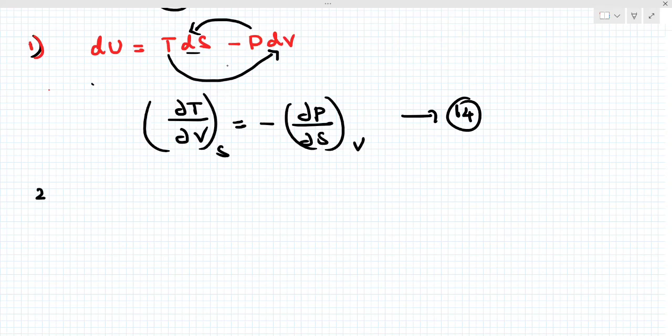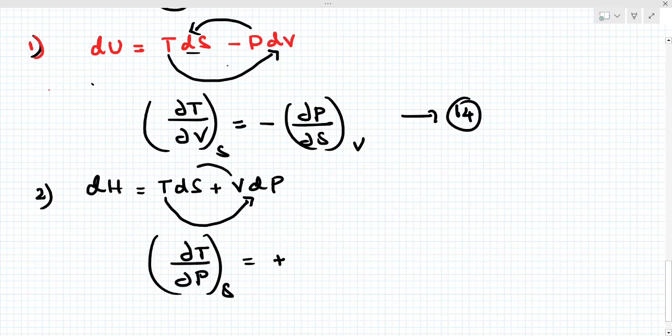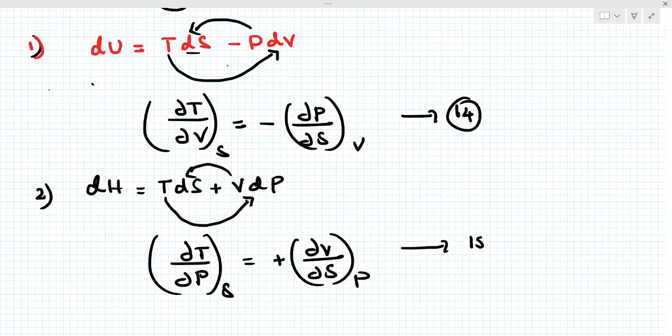Second equation, please note. That is dH = TdS + VdP. The equation is very simple: (∂T/∂P) at constant entropy is equal to plus, similarly, (∂V/∂S) at constant pressure. This is equation number 15. You got the point? Third equation.